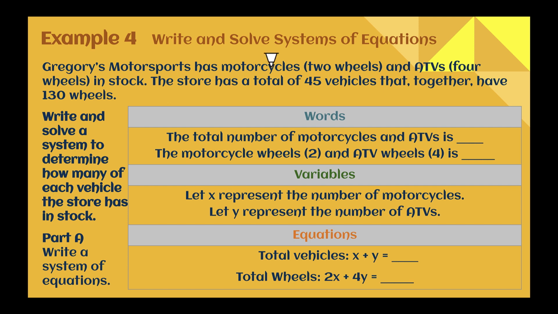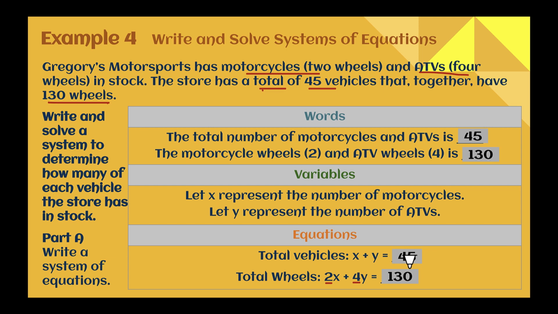First, the store has a total of 45. So if we add all the motorcycles and all the ATVs, we get 45. It also tells us there's a total of 130 wheels, and that motorcycles have 2 wheels and ATVs have 4 wheels. If we let X be the motorcycles and Y be the ATVs, our two equations would be X plus Y is 45, so we add the items together. And then down here, we are saying how many wheels each has to get our total number of wheels.